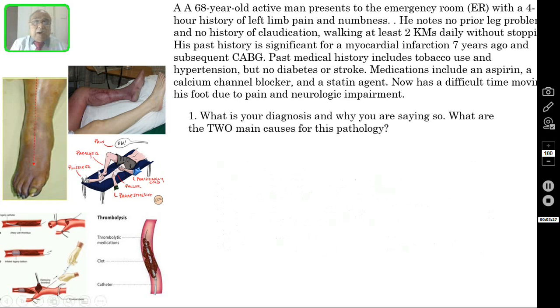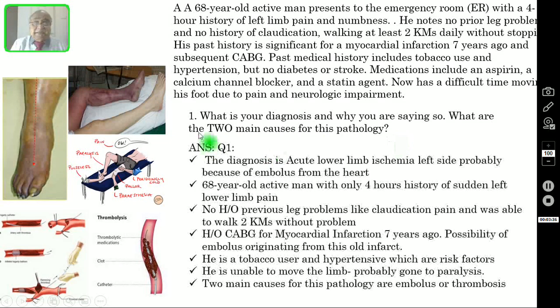So question number 1, what is your diagnosis and why you are saying so, and what are the 2 main causes for this pathology? The correct answer is the diagnosis is acute lower limb ischemia, left side, probably because of embolus from the heart, because the patient is a 68-year-old active man with only a 4 hour history of sudden left lower limb pain and numbness.